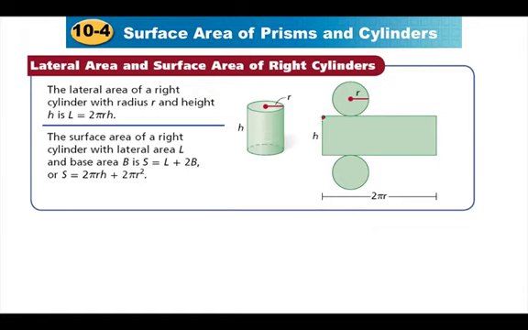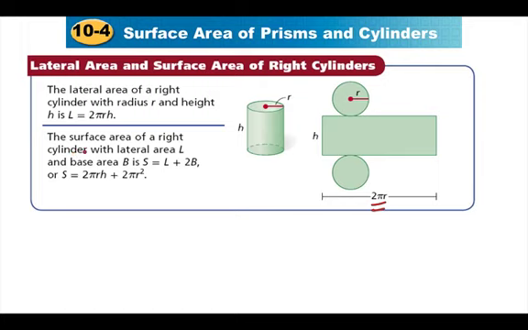Now notice that this is a rectangle. This is the height. What does this distance represent? It represents the circumference of the circle, which is equal to 2 pi r. So that's why the lateral is base, which is 2 pi r, which you see here, times the height.